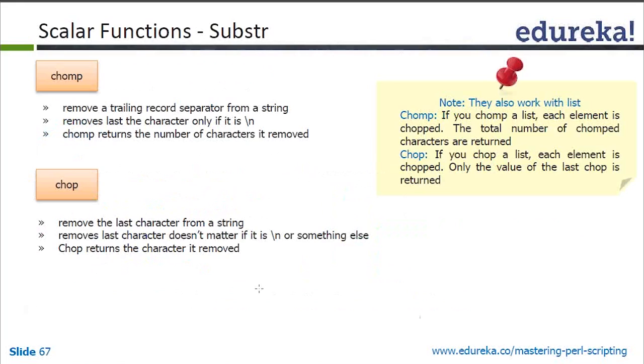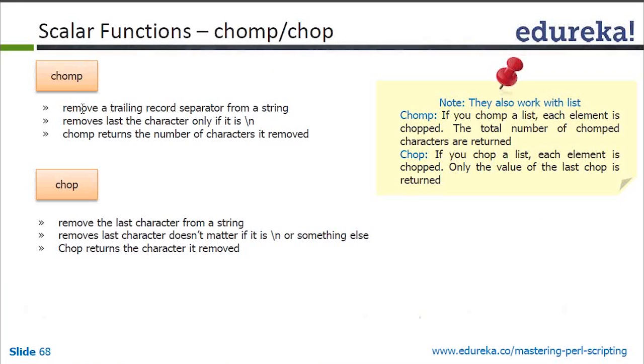So, scalar functions: chomp and chop. If you chomp a list, each element is chomped, and the total number of chomped characters is returned. If you chop a list, each element is chopped, and only the value of the last chop is returned. So this is the difference between chomp and chop. One difference is that the total number of chomped characters is returned if you use chomp for a list, but if you do a chop, only the value of the last chop is returned. So whatever was chopped last, it returns. These are some important functions which are often used, and we'll see further how they are used.